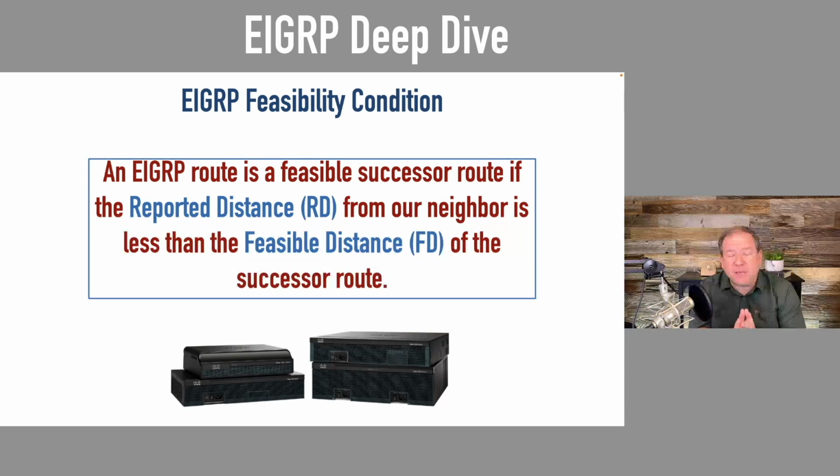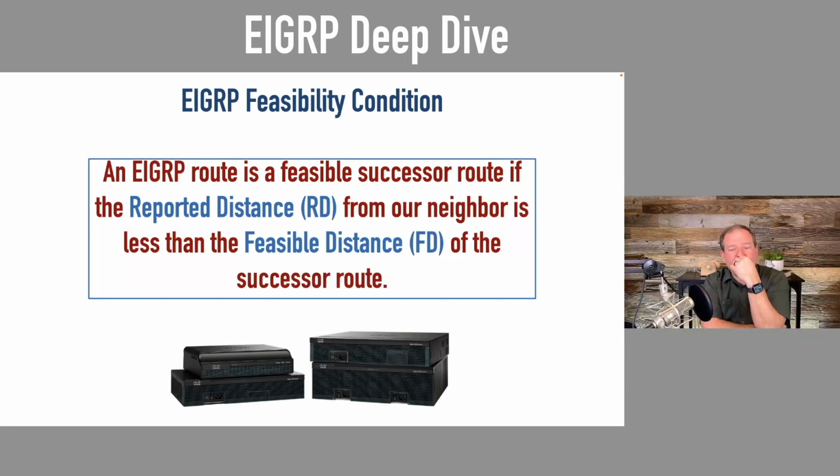But here's the feasibility condition. This is the requirement for a route to become a backup route that we can fail over to almost immediately. It reads like this. An EIGRP route is a feasible successor route, in other words, a route that we can fail over to in just a couple of seconds, if that route's reported distance is less than the feasible distance of our successor route. Now, that might have sounded confusing when I read that, but we're going to break it down.